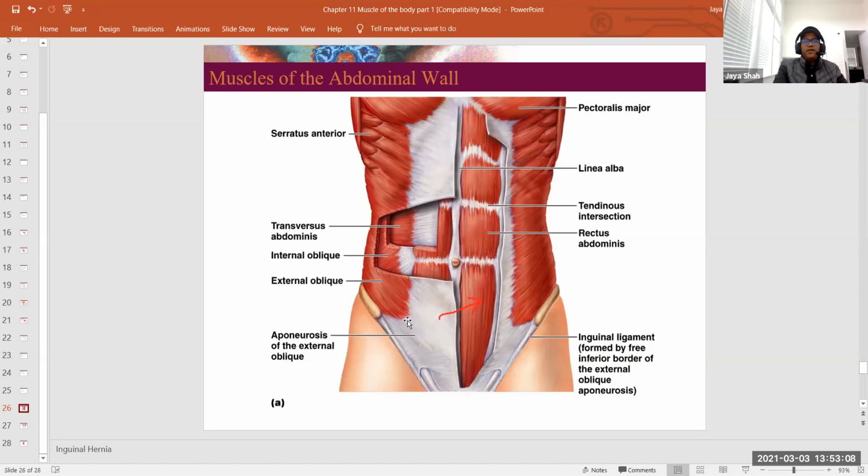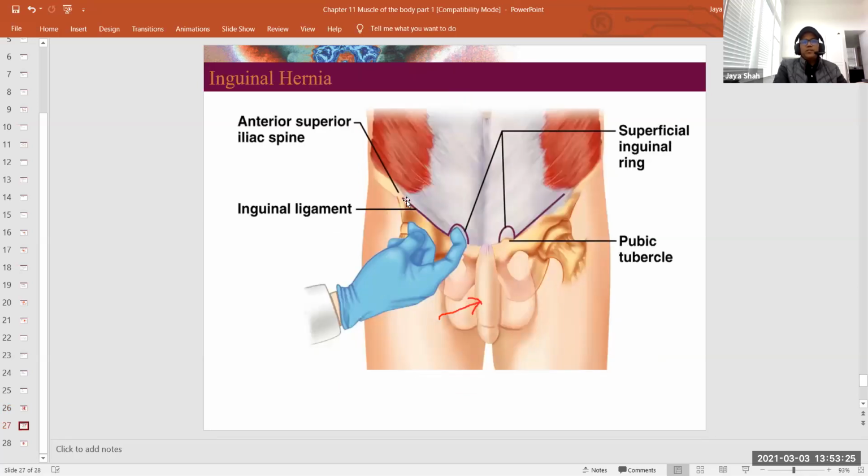The tendon of the external oblique forms the inguinal canal, where the inguinal ligament goes down. Sometimes this inguinal area is not closed or is weak, and through that internal organs pass down, and that causes inguinal hernia. In that case, you can put a finger, ask the patient to cough, and you can feel the intestinal organ coming here.